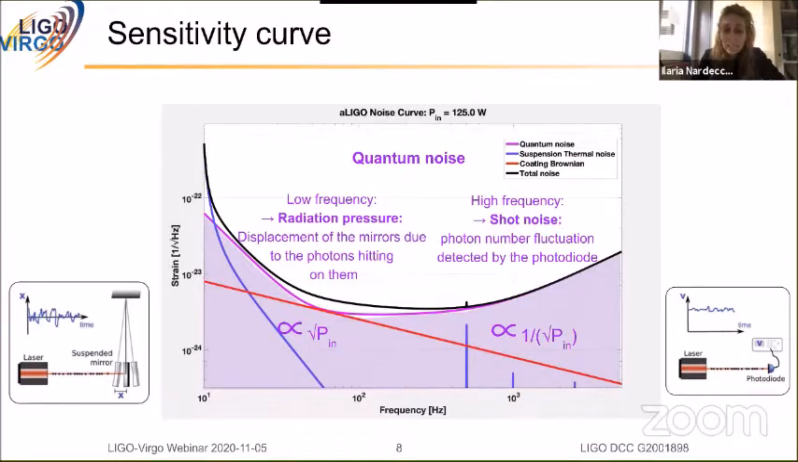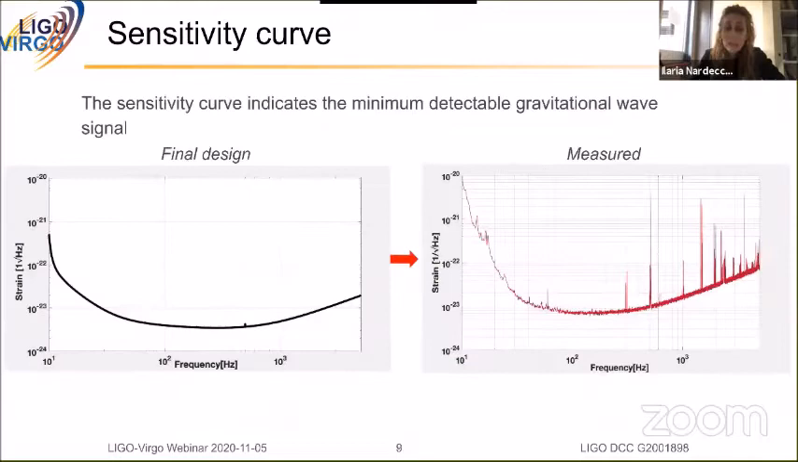So, next slide, please. By summing all these noises, we obtain the sensitivity curve that indicates the minimum detectable gravitational wave signal. This means that all the signals that are above this curve can be detected, while all the signals that are below this curve cannot be detected because they are covered by the noise.